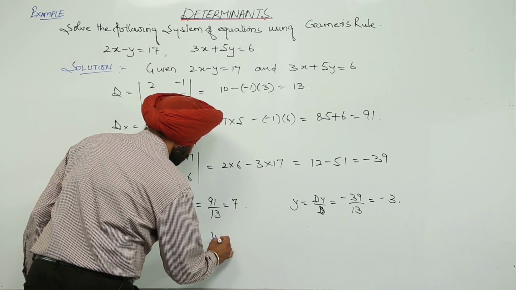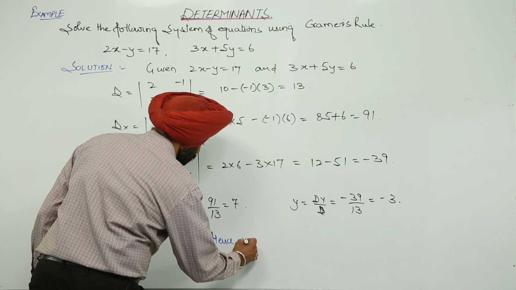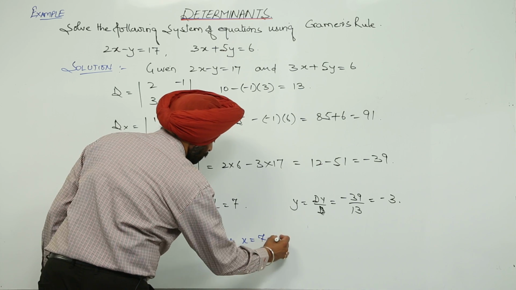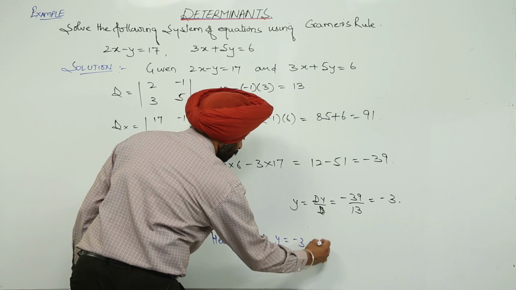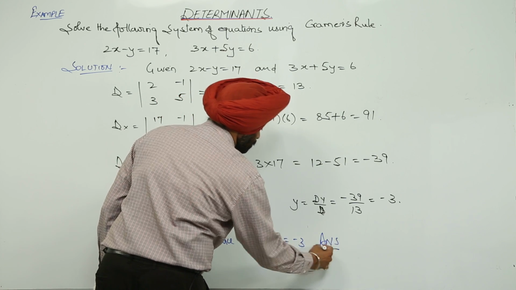Hence x is equal to 7, y is equal to negative of 3, this is the answer.